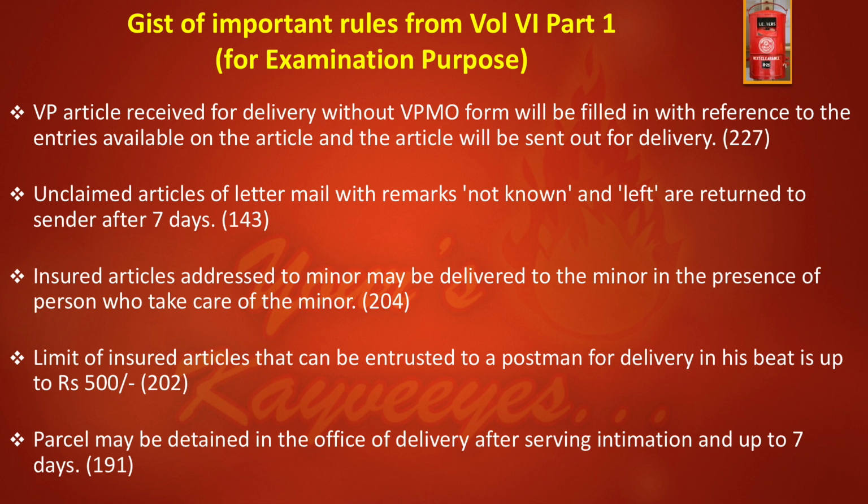Rule number 227. Unclaimed articles of letter mail with remarks not known and left are returned to sender after 7 days. Rule number 143. Insured articles addressed to a minor may be delivered to the minor in the presence of the person who takes care of the minor. Rule number 204. Limit of insured articles that can be entrusted to a postman for delivery in his beat is up to ₹500.